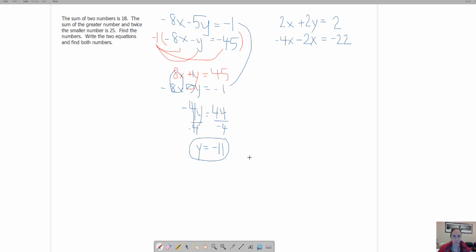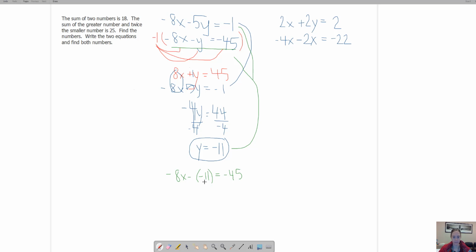Just like with substitution, you substitute this negative 11 back up into one of these equations. It doesn't matter which one. I'll use this one, so that's what I'm going to put it into. So I have a negative 8x minus a negative 11 equals negative 45.